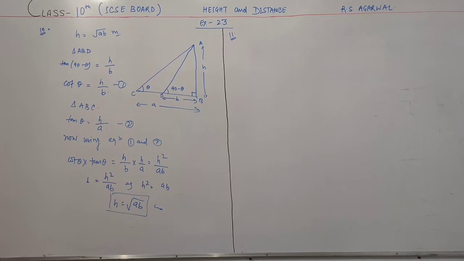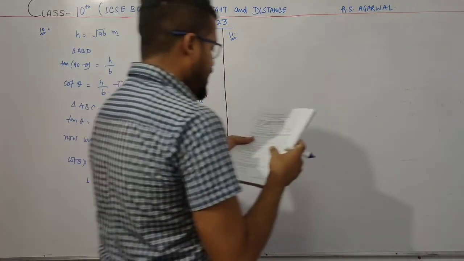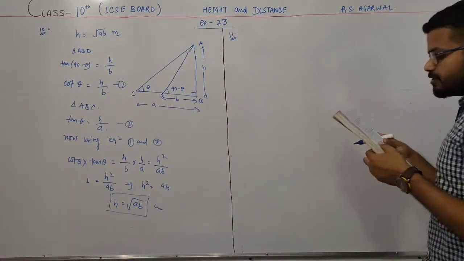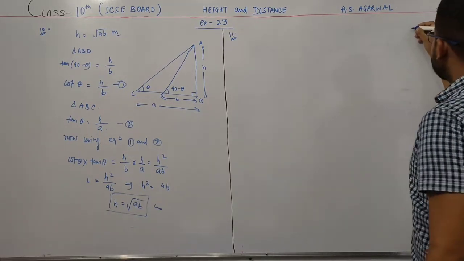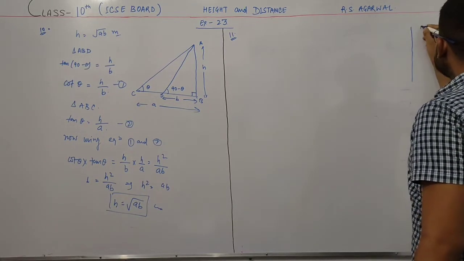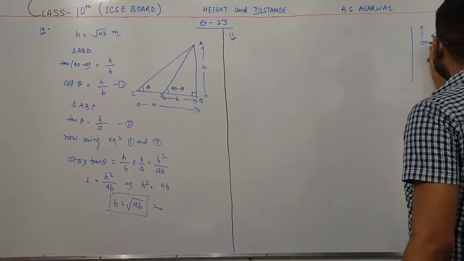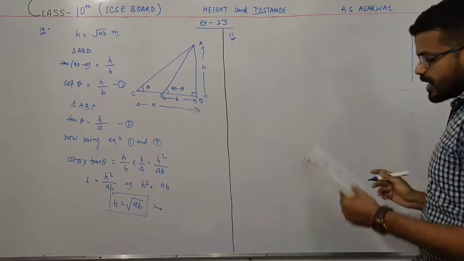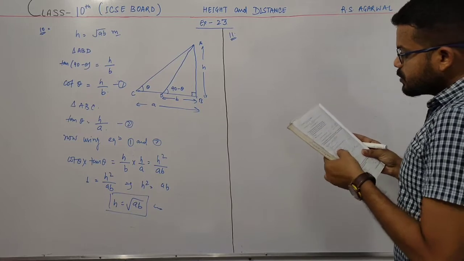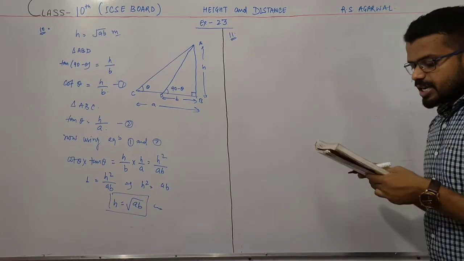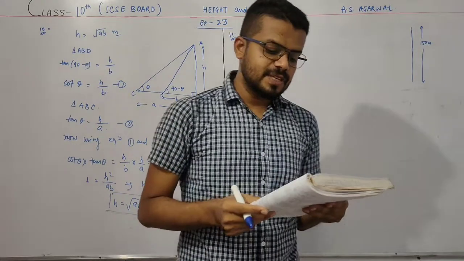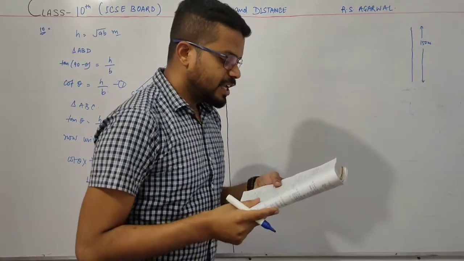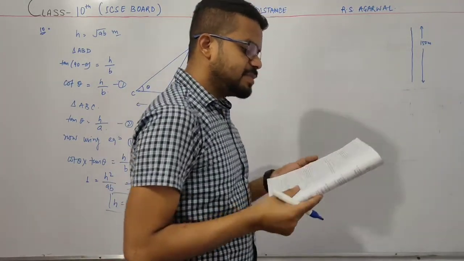Now come to question number 11. A man in a boat rowing away from a lighthouse 150 meters high. This is the lighthouse, which is 150 meters high. Takes 1.5 minutes to change the angle of elevation of the top of the lighthouse from 60 degrees to 45 degrees. Find the speed of the boat.